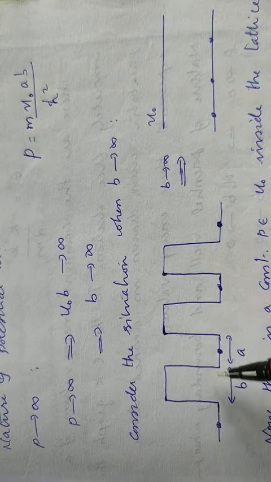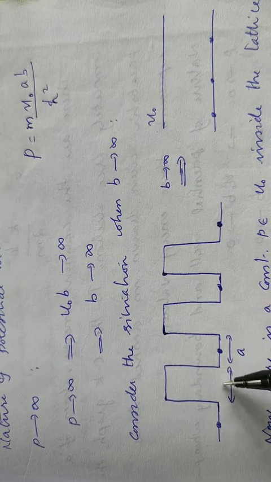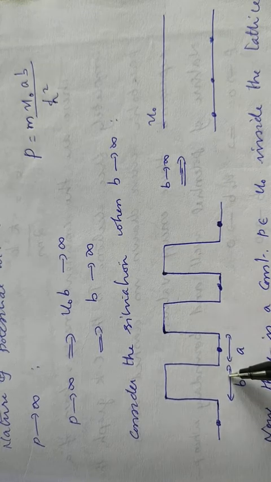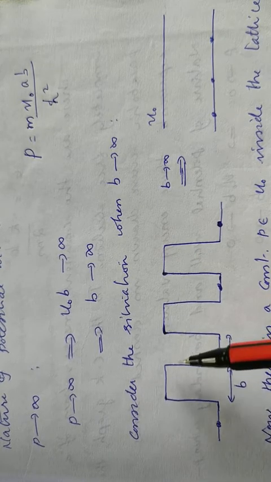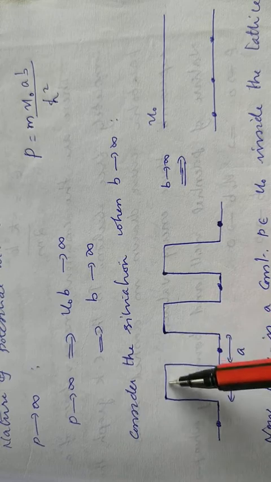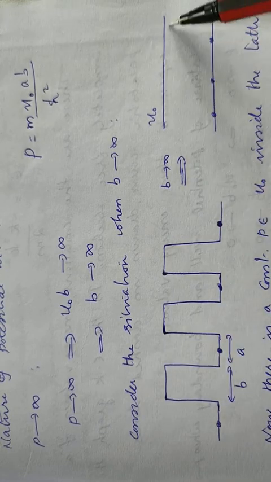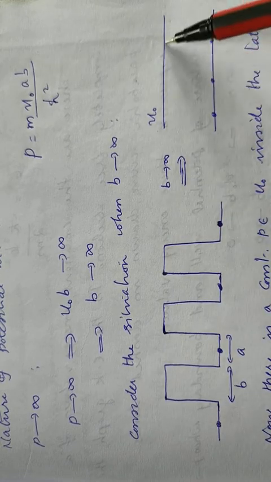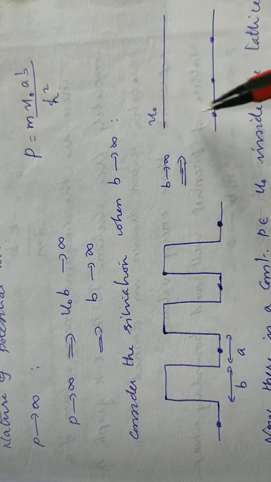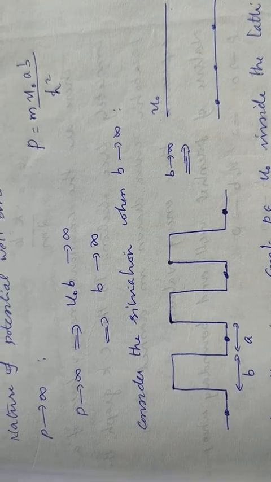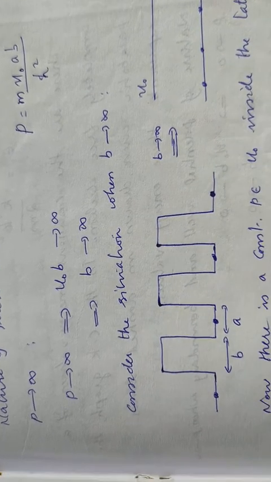That is, this width b is infinitely large compared to a. So this periodically varying potential will become like this, u0. So now there is a constant potential u0 inside the lattice.